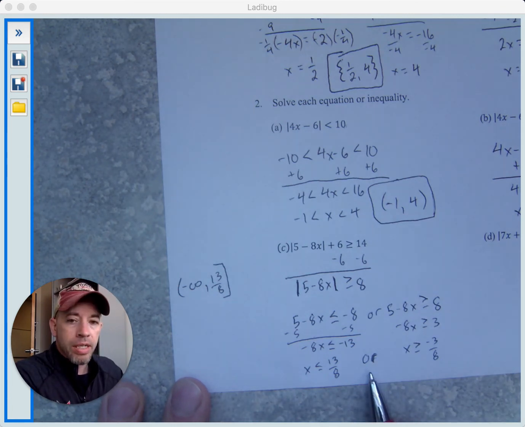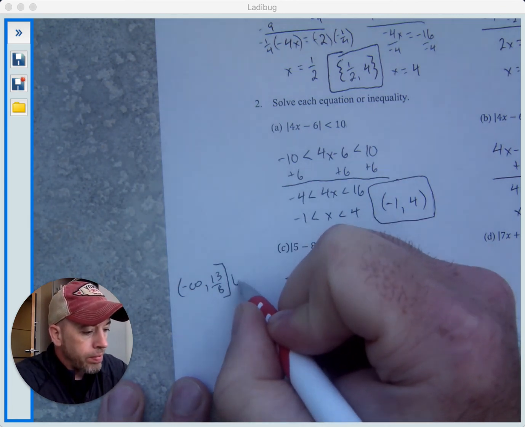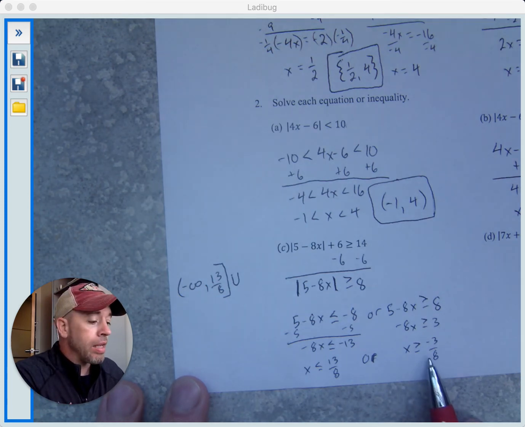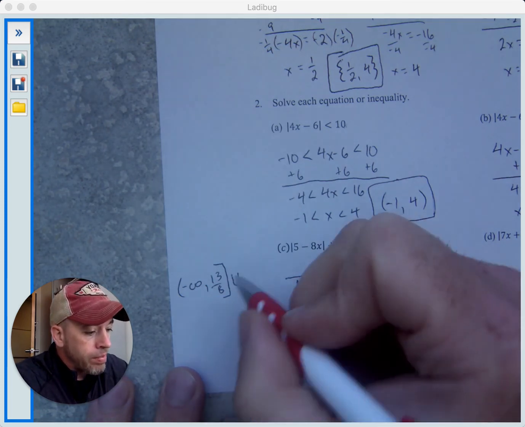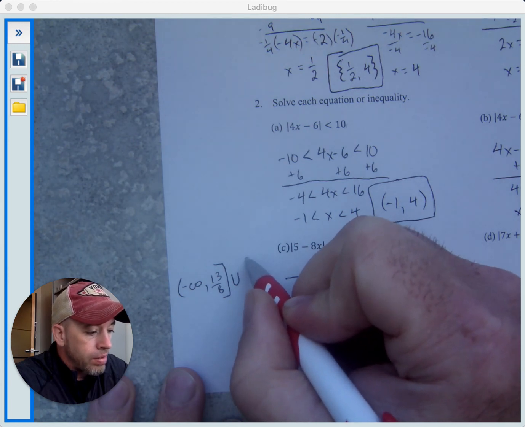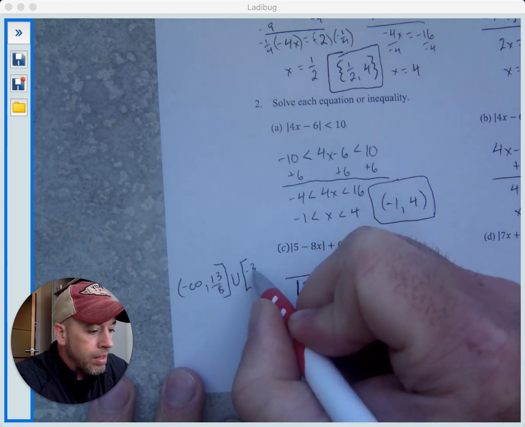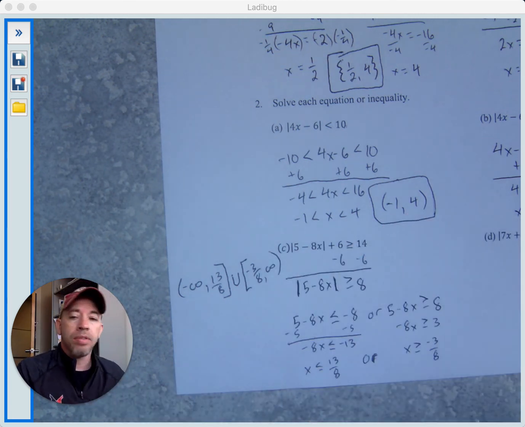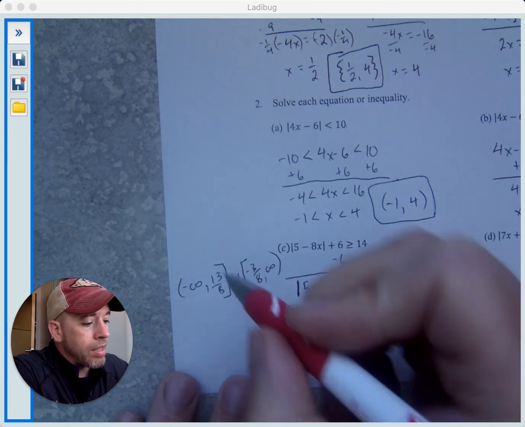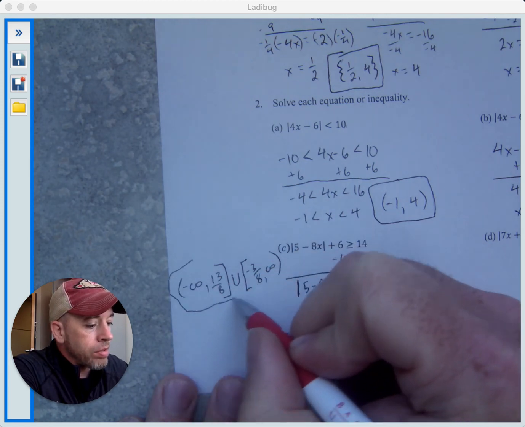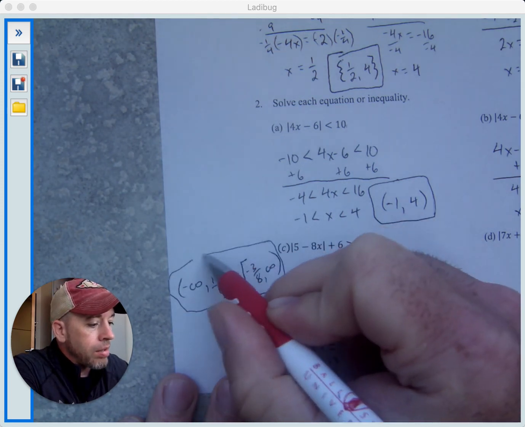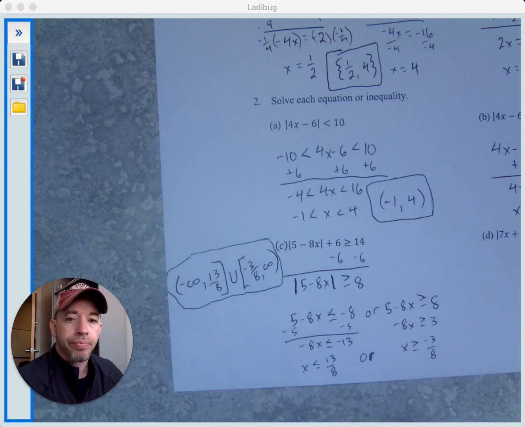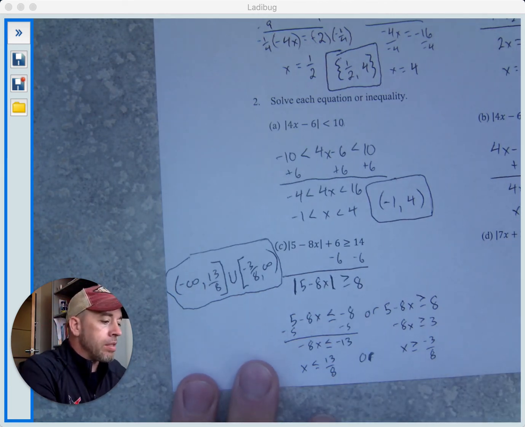Or gets translated to the union symbol. The other inequality, x is greater than or equal to negative 3/8. So that's everything from negative 3/8 to infinity. We have a bracket with the negative 3/8. Parentheses are always with infinity and negative infinity again. So this would be our solution set for this absolute value inequality. We have one more on this page to look at.